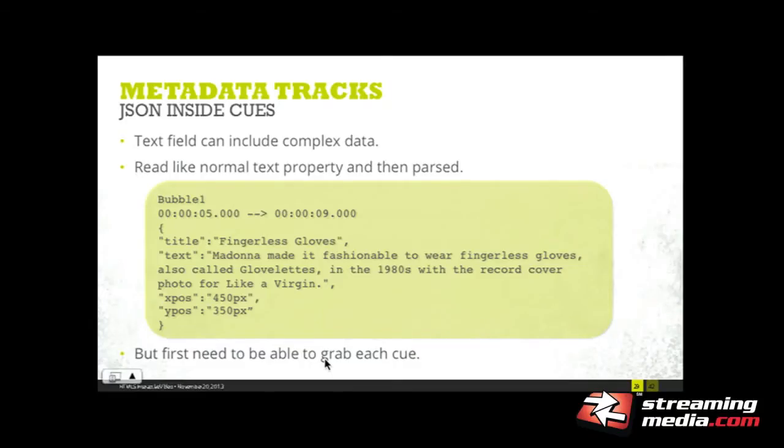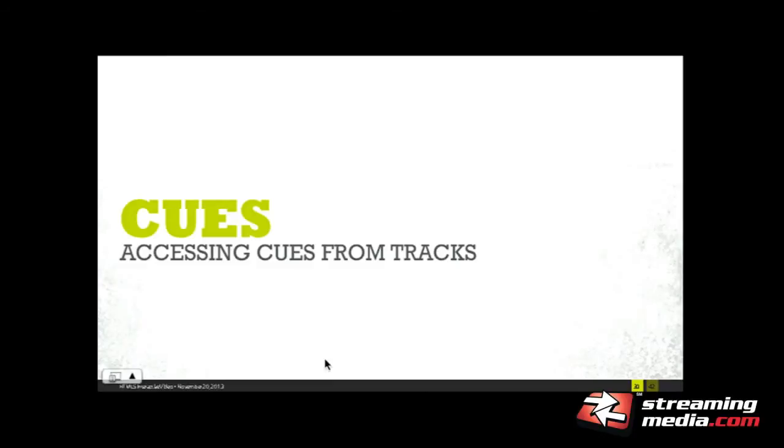But first, we actually need to grab this cue out. Before this, with the subtitles, the player automatically grabbed each cue out of the text track at the right times and put it onto the display. Now that we're using metadata, we need to actually grab these cues and do something with them. So that's where we get into cues. Cues are how we access these individual cues inside each text track and then process them.